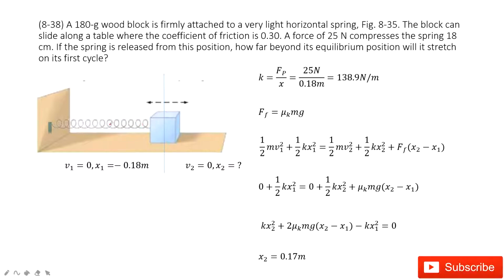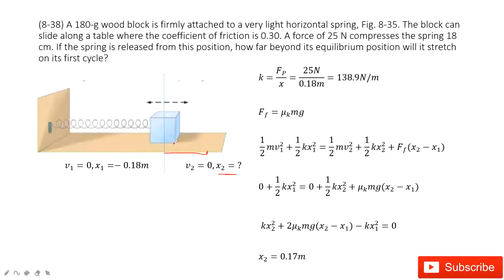At the initial position, this spring is compressed by 0.18 meter. And then the initial velocity is V1 equal to 0. Then we release this box, so the box will move to position 2. At position 2, we know the velocity is 0, but we don't know the distance it is from the origin. So this is what we need.